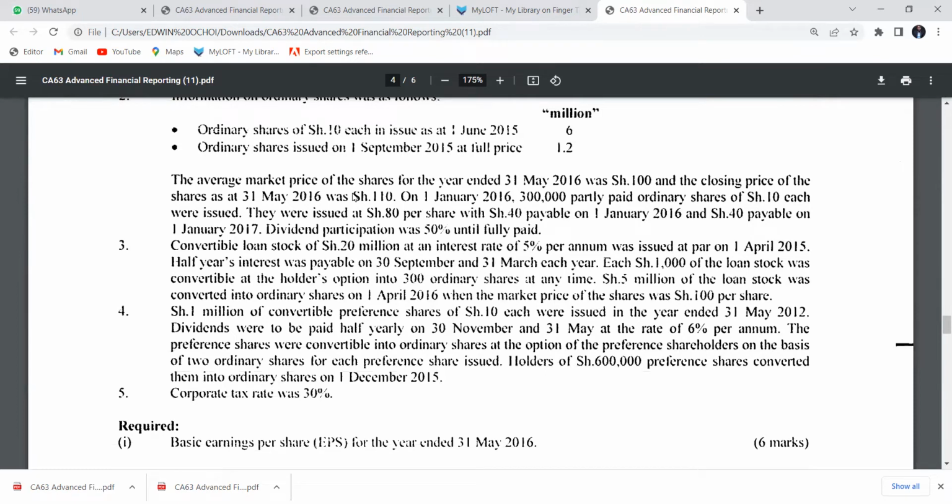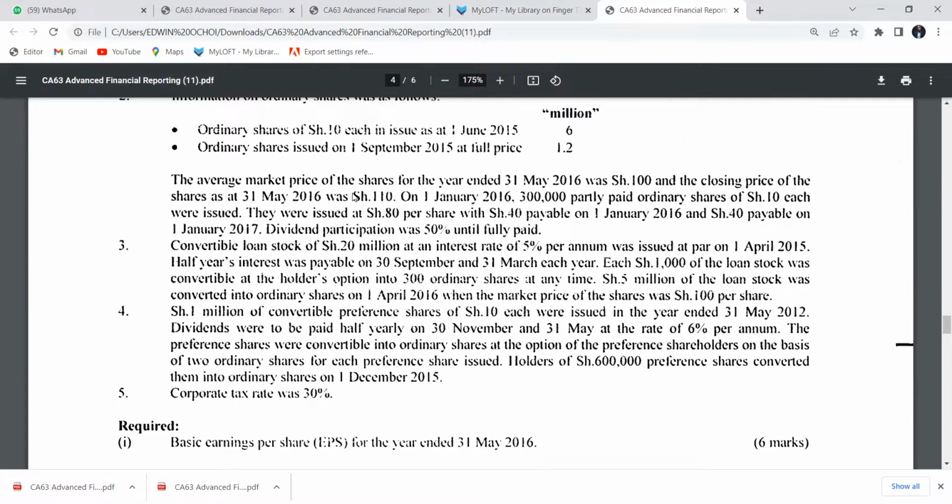Number 3, convertible loan stock of shillings 20 million at an interest rate of 5% per annum was issued at par on 1st April 2015. Half a year's interest was payable on 30th September and on 31st March each year. Each shillings 1,000 of the loan stock was convertible at the holder's option into 300 ordinary shares at any time. Shillings 5 million of the loan stock was converted into ordinary shares on 1st April 2016, when the market price of the shares was shillings 100 per share.